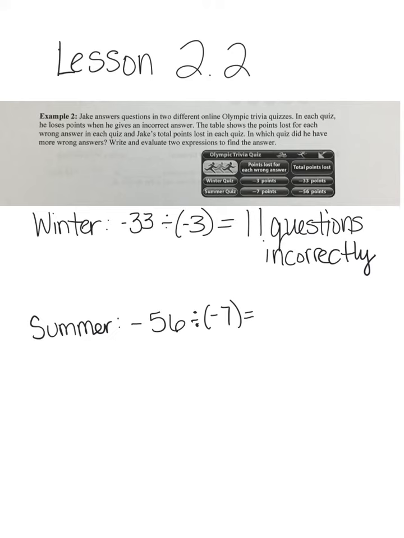We know that the result, or the quotient, will be a positive, and 56 divided by 7 is 8. So for the summer quiz, he answered 8 questions incorrectly, and the winter quiz, 11 questions incorrectly.